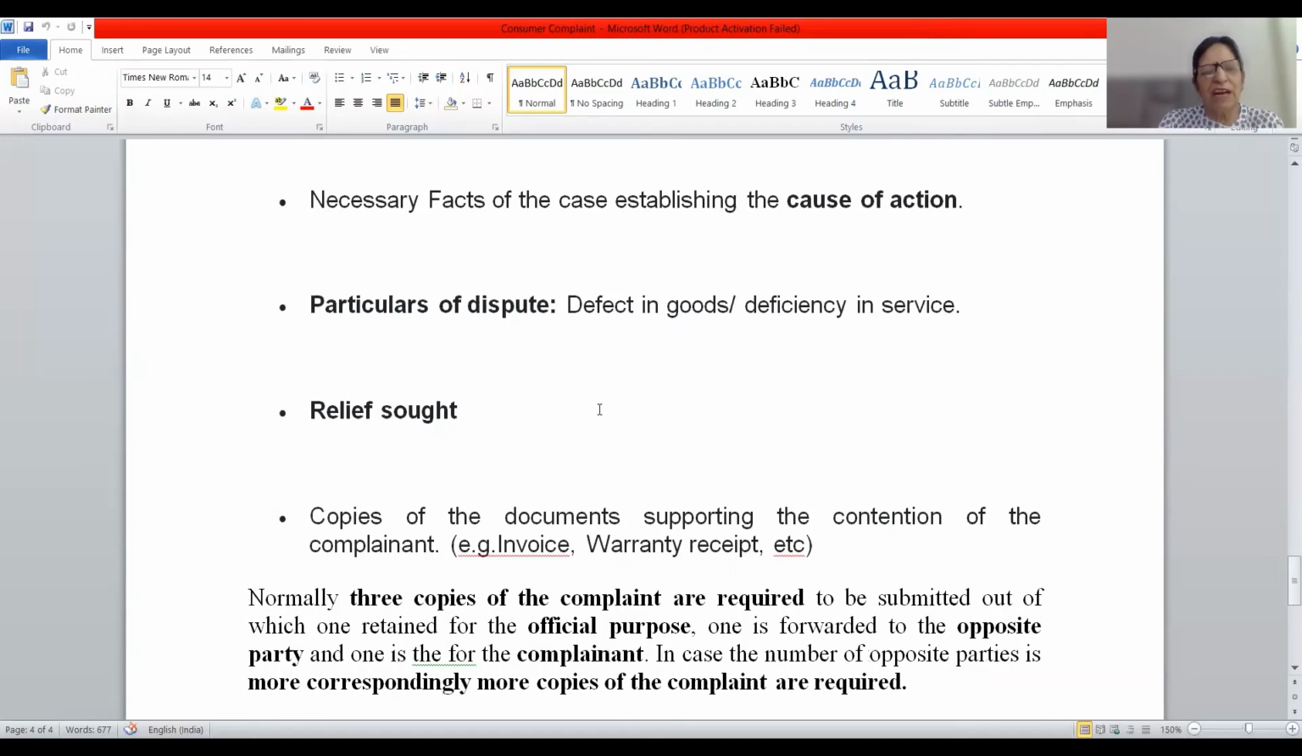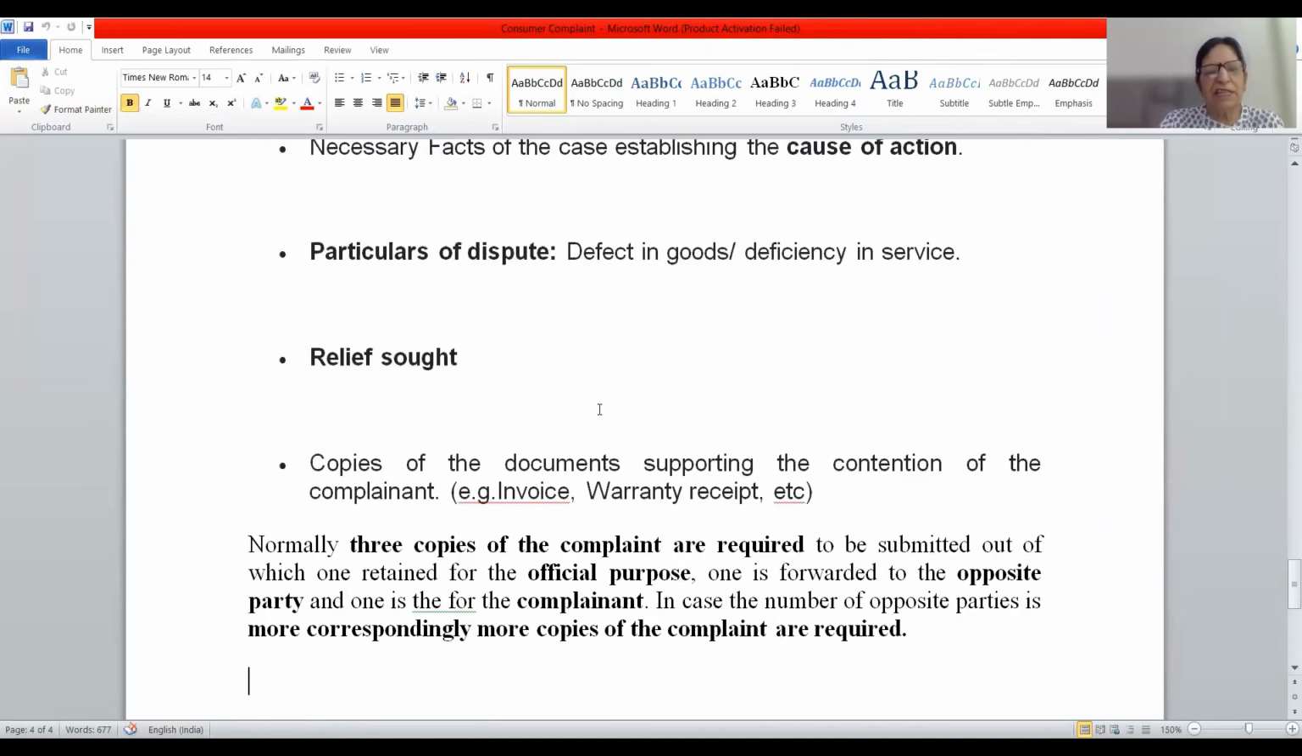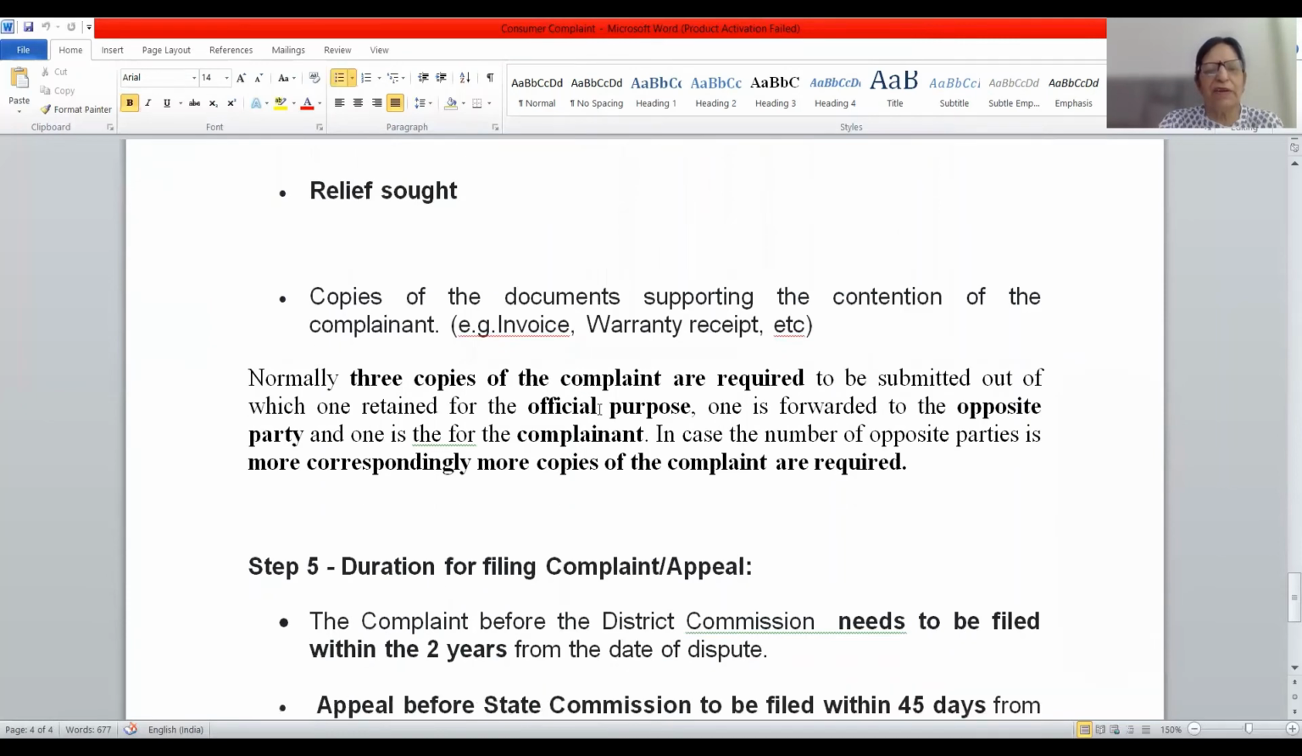Now, further, I would like to add, friends, normally 3 copies of the complaint are required to be submitted, out of which 1 copy is retained for official purposes, 1 copy is kept by the complainant, and the 3rd copy is given to the opposite party. So in case the number of opposite parties is more, then more copies of the complaint are required to be made. Okay friends, now step number 5 is the duration for filing a complaint or appeal. What is the time limit within which a complaint can be filed?